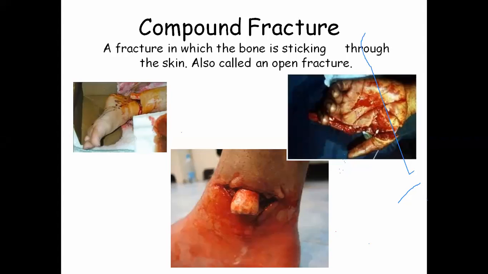And what about a closed fracture? The skin integrity will be like before, no skin breakage will be there. What about an incomplete fracture?